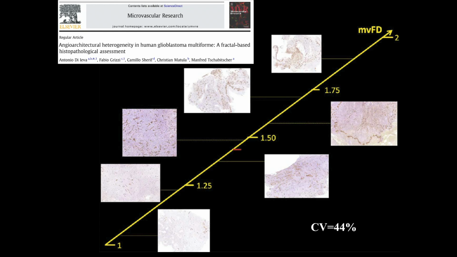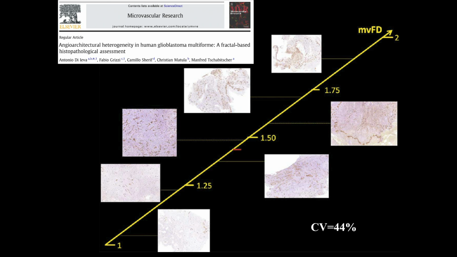Putting together a very large sample size of glioblastoma multiforme, we saw that there are tumors with a very low heterogeneity, very low fractal dimension, and a very high fractal dimension. We quantified the coefficient of variability, how much they change this number, and it was 44%. What does it mean? That these numbers are very different. It goes from a very low number close to 1 to a very high number close to 2.